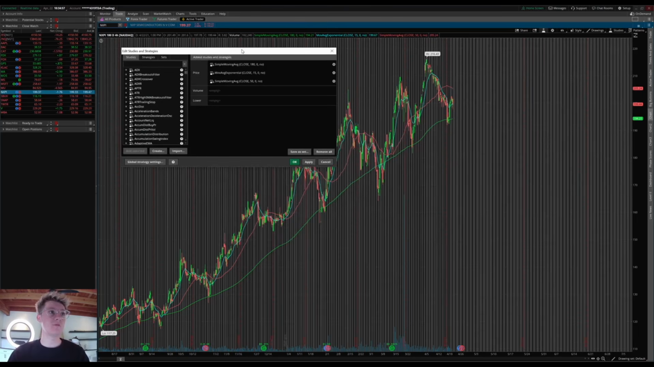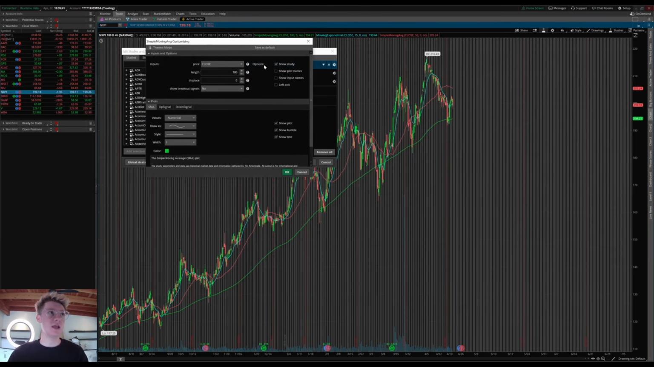Now, depending on what platform you're using, you're going to need the simple moving average, okay, and the exponential moving average. You can pull these up on TradingView or whatever platform you use for charting. You're going to want to add simple moving average, exponential moving average, and then simple moving average, okay? Now, the first simple moving average is going to be the 180-day SMA. So SMA stands for simple moving average.